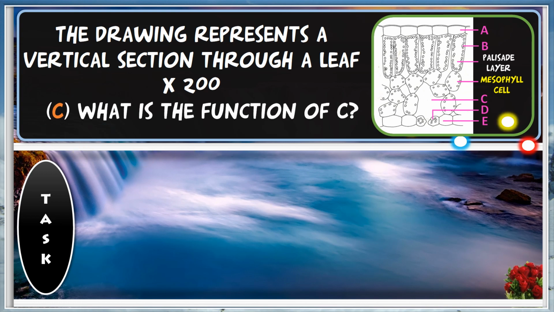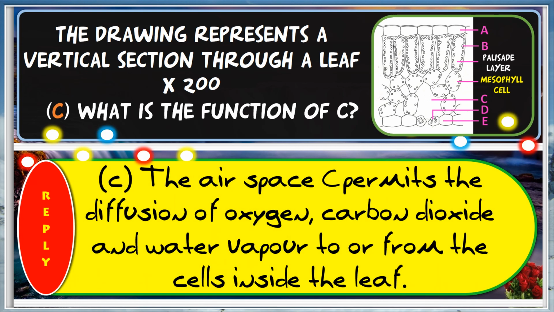Part C. What is the function of C? The air space C permits the diffusion of oxygen, carbon dioxide, and water vapor to or from the cell inside the leaf.